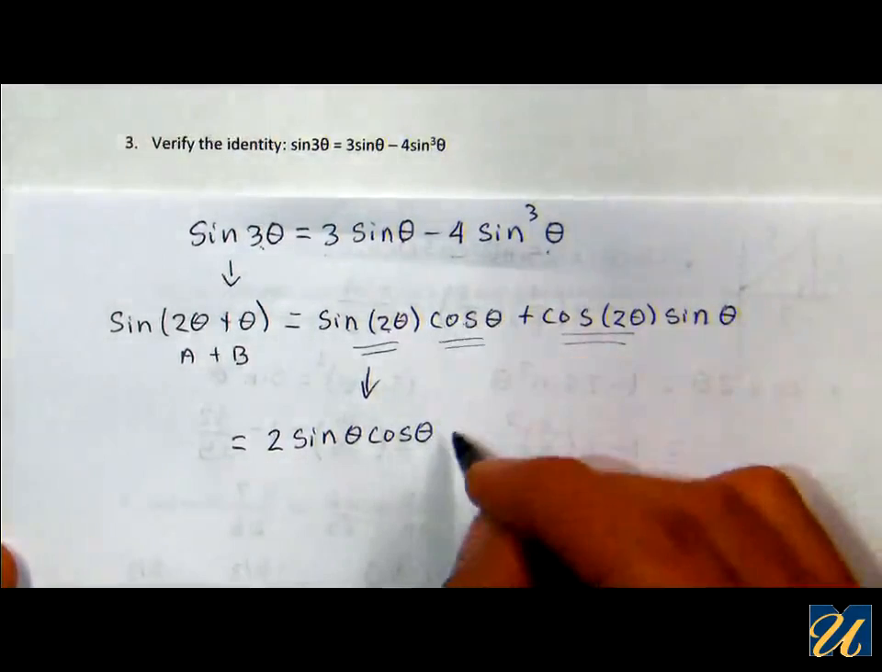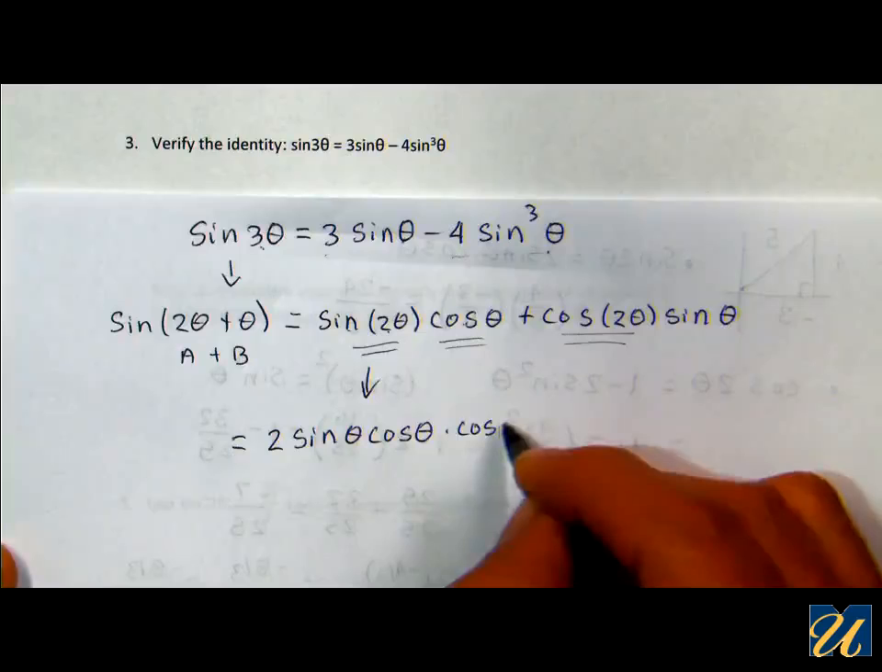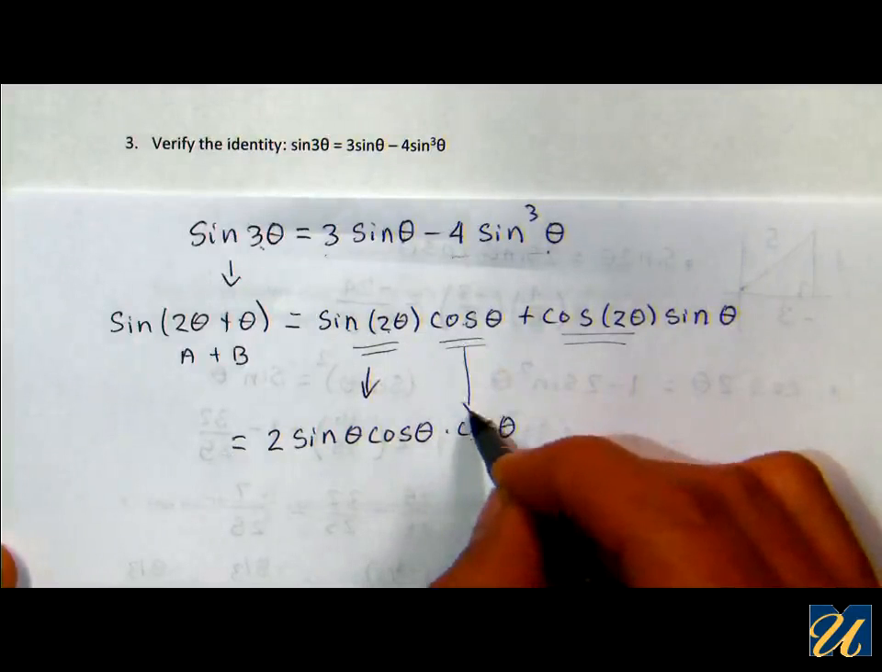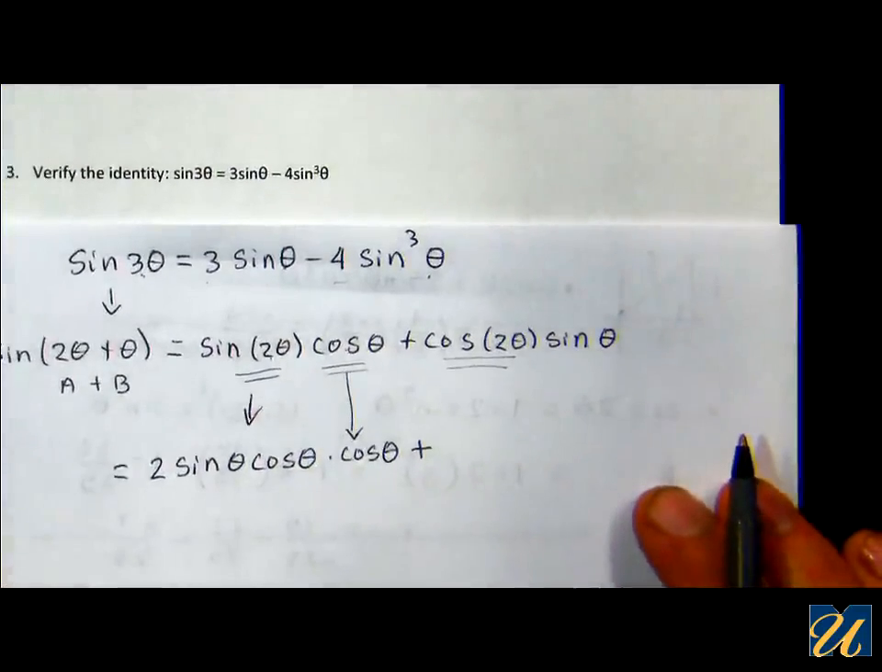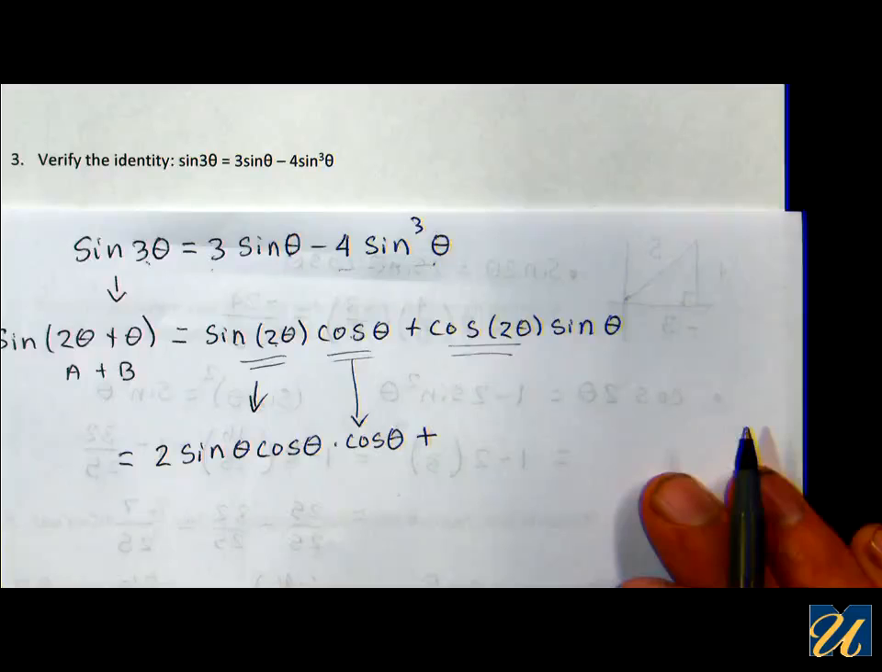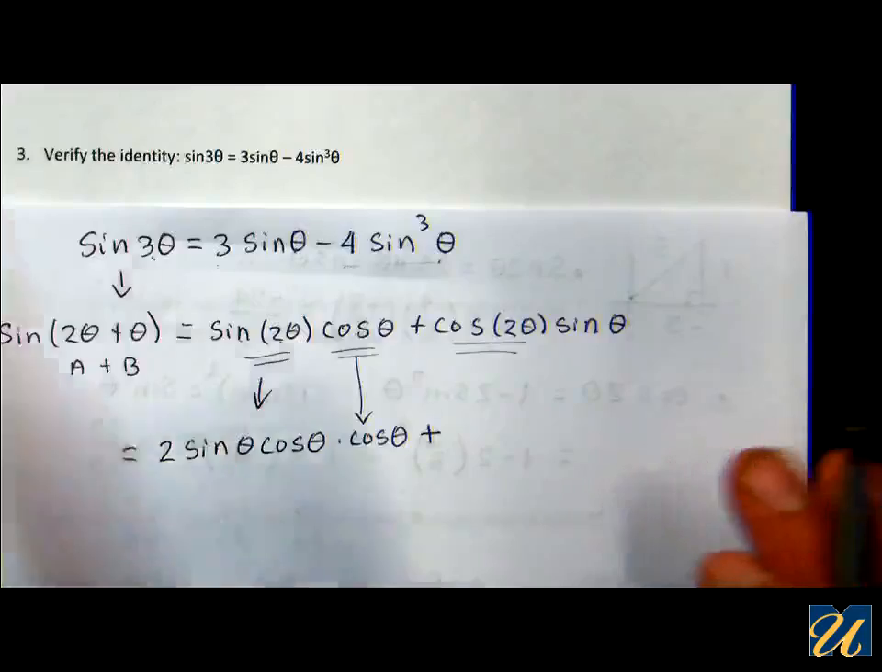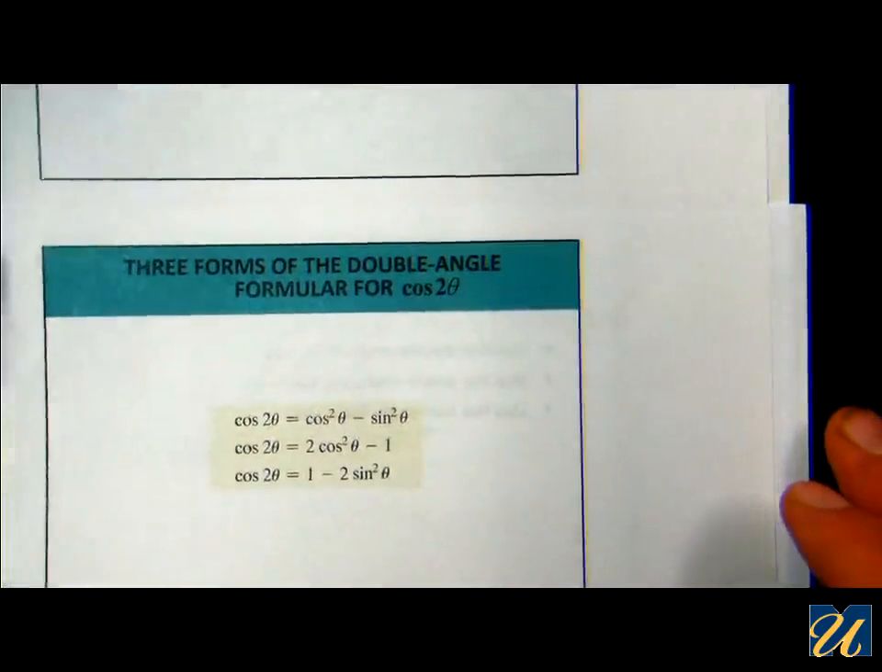That's multiplied by cosine theta. Okay, so we got that one right there. And we got a plus sign. Now we have cosine 2 theta. Okay, the problem there is that we have 3 of them. Which one of these are we supposed to use?